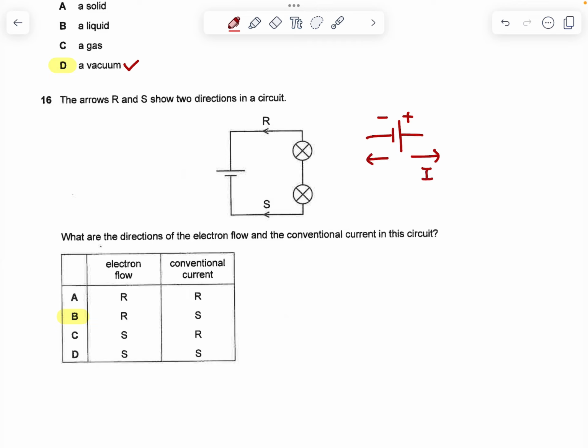Electron flow flows from the negative terminal. So here, positive, negative, I. Downwards should be electron flow.